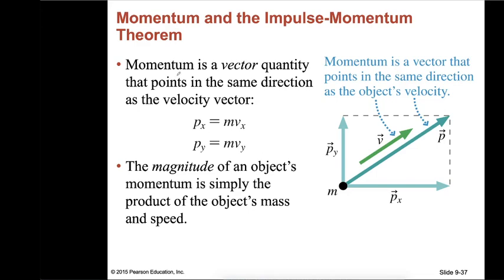And then momentum is also a vector. And this vector has the same direction as the velocity. So, for example, if this is the direction of velocity, then the momentum of the object will be in the same direction. And any momentum could be decomposed into two components, x components and y components. The magnitude of an object's momentum is simply the product of the object's mass and speed.